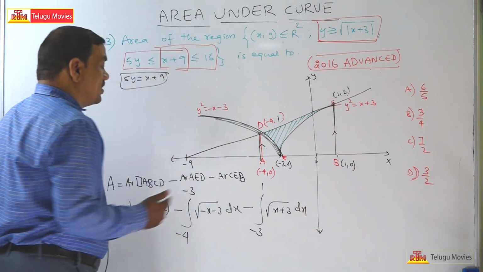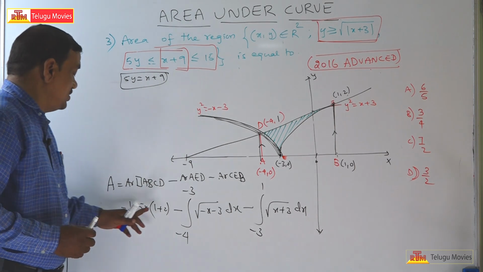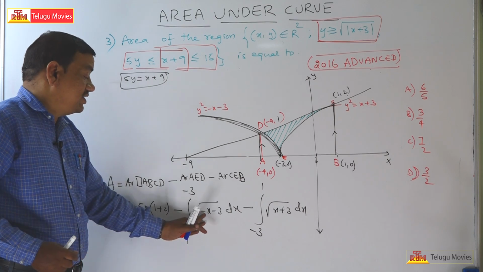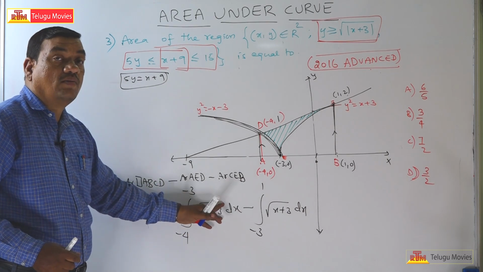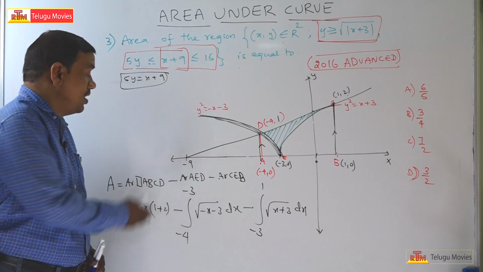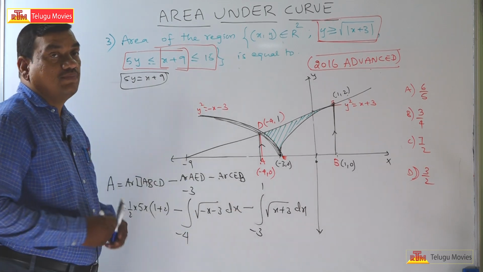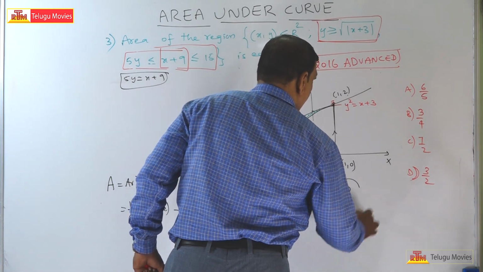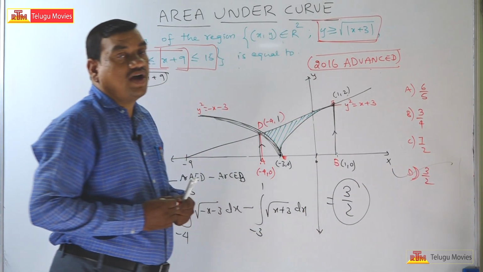Now you calculate; it is very simple. This is equal to 5 into 3 by 2, that is 15 by 2, minus the integral of root of minus x minus 3, which is minus x minus 3 whole power 3 by 2 divided by 3 by 2. Substituting the upper limit and lower limit here also, you will ultimately get the answer 3 by 2. 3 by 2 is your final answer.